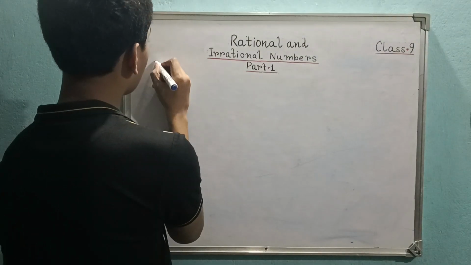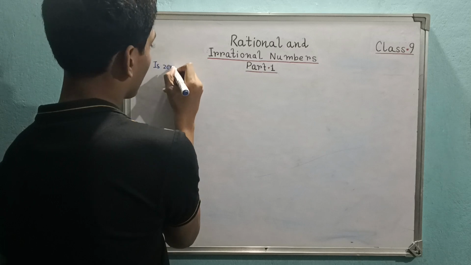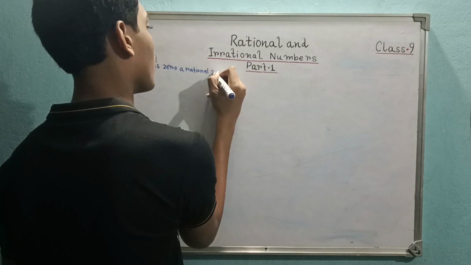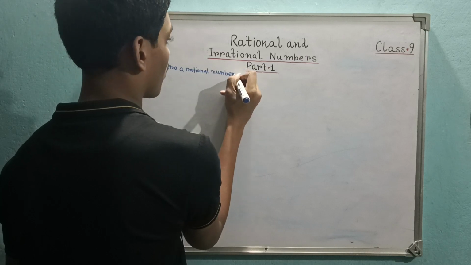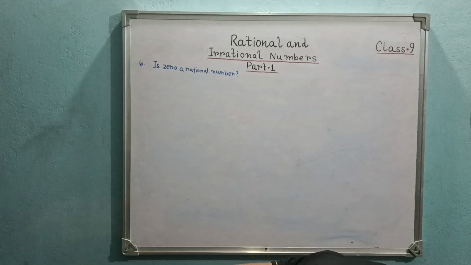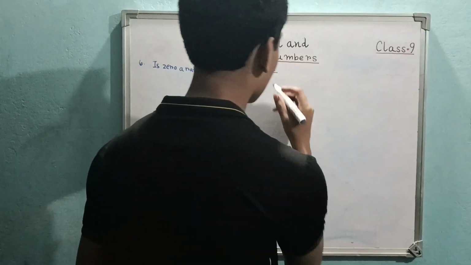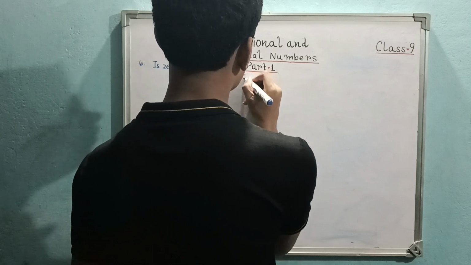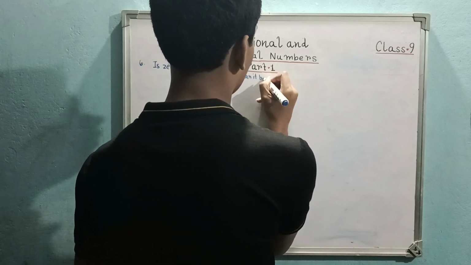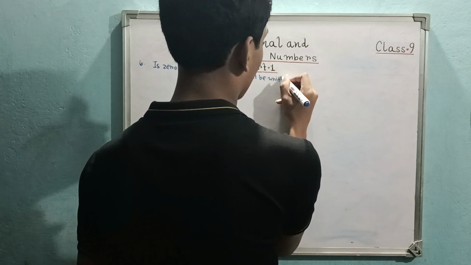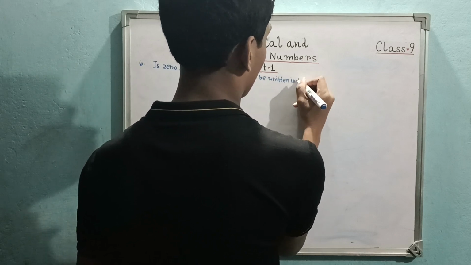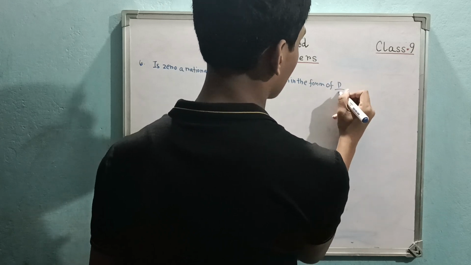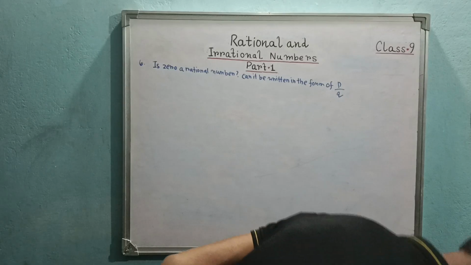Is 0 a rational number? Can it be written in the form of P by Q? We know this. Let's still do it. P by Q, where P and Q are integers.